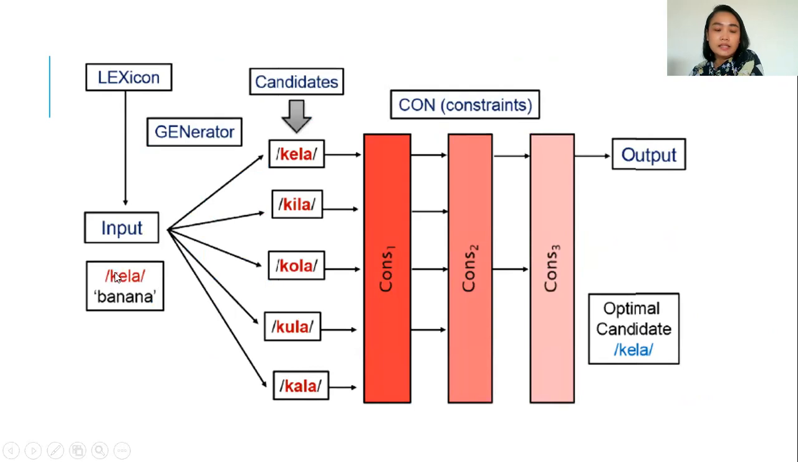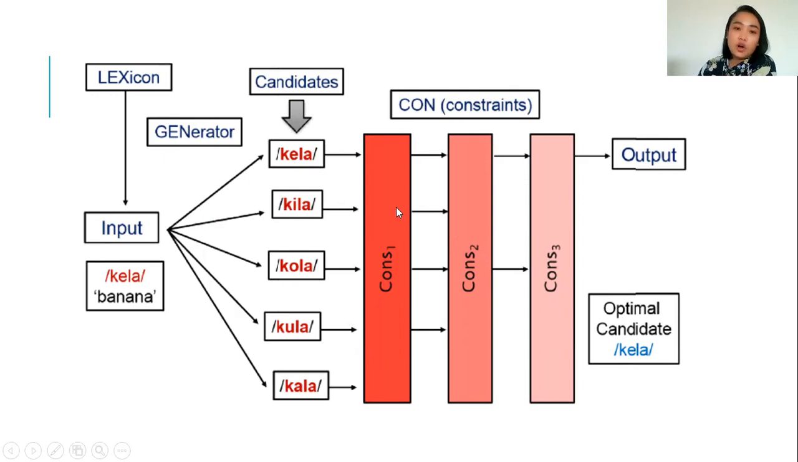Kela is the Hindi word, meaning banana. So Kela is the input, which will be taken to the generator and will produce 5 candidates: Kela, Kila, Kola, Kula, Kala. Later on, these candidates will be evaluated in the constraints, evaluated here.